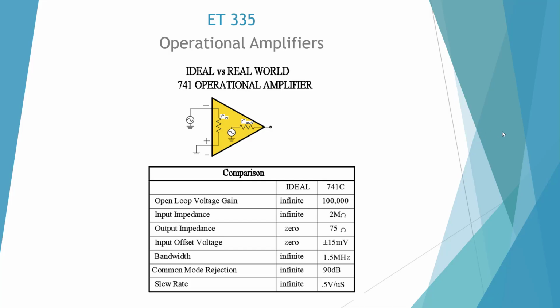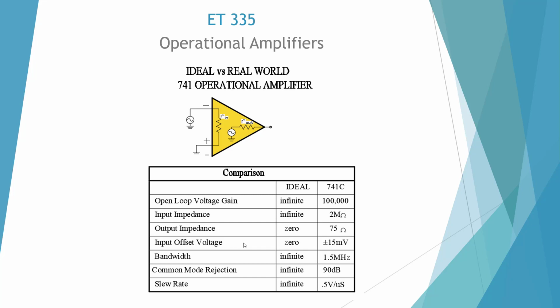Here I'm showing the difference between an ideal and real-world 741 operational amplifier. The 741 is one of the original op-amps and is still around and still heavily used. We have an open loop voltage gain of infinite. So infinite gain, reality is about 100,000, which is extremely high. We have very large or infinite input impedance, about 2 meg. Output impedance is 0, it's usually around 75 ohms, which is quite low.